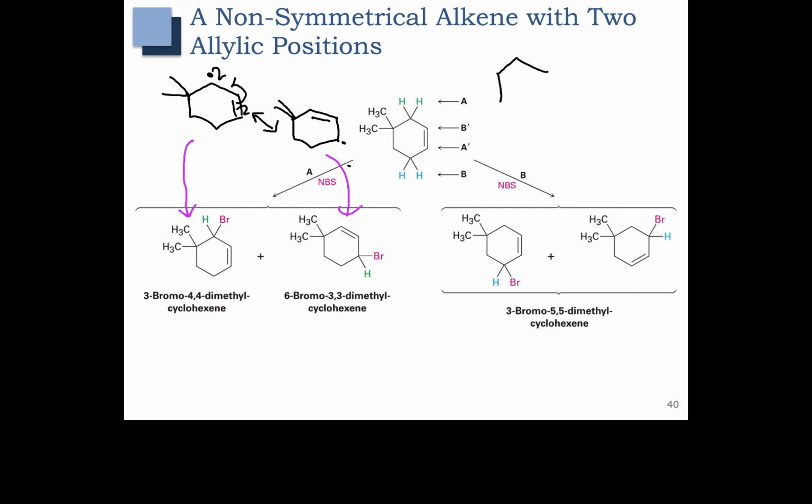What happens if one of the blue hydrogens reacts? Well, the first radical here will lead to this one shown here. And then it also has a resonance structure that leads to this rightmost structure. And now we can see that because we have a non-symmetrical alkene with two different allylic positions, we can get 4 products.